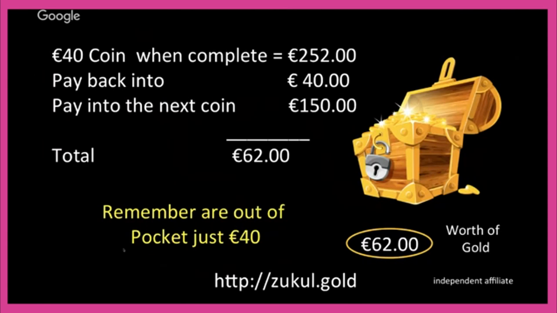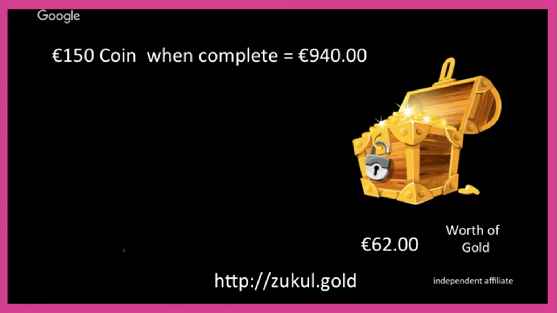Now, when your first coin is complete, you're in profit. If you take the cash, you're in profit by $2, okay? But you've now moved into, you've got two new coins, okay? You've got the 40 euro coin and you've got the 150 coin. Plus, you've got this starter pack if you want to take the starter pack, as I say. But if you don't want to take the starter pack, you can take the cash. Personally, I'd recommend that you take the starter pack.